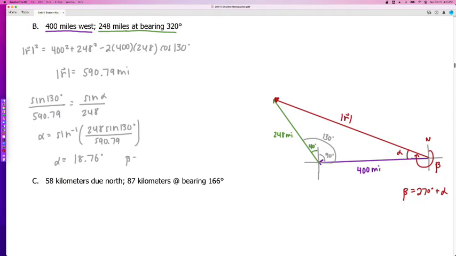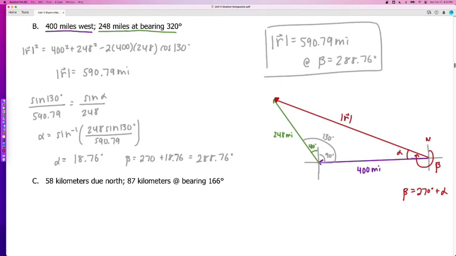So the bearing we're looking for is 270 plus that, about 288.76 degrees. So I'm going to write it all together. Our resultant vector has a magnitude of 590.79 miles at a bearing of 288.76 degrees. There you go.